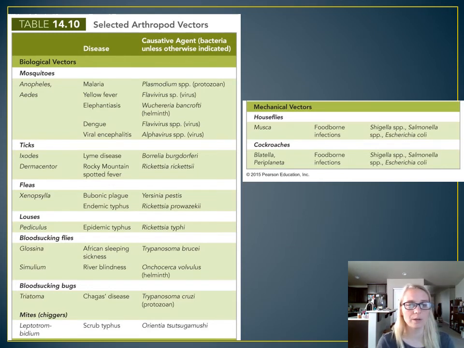So in your book, there's a table just to show some different biological vectors and their diseases and mechanical vectors and their diseases. So mosquitoes, ticks, fleas, lice, blood-sucking flies, blood-sucking bugs, and mites are some examples of biological vectors. Houseflies and cockroaches are examples of mechanical vectors. So if you're interested in the diseases or the bacteria or virus or like a protozoa, you can take a closer look at those. All right, so that finishes up that section of transmission of disease.